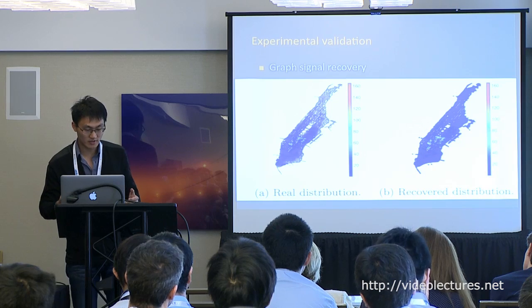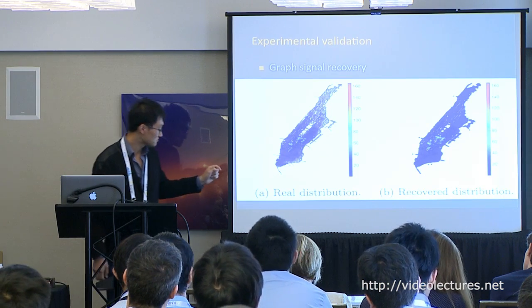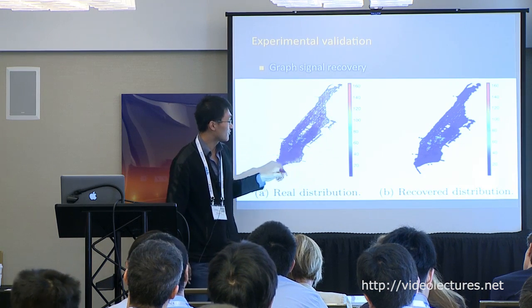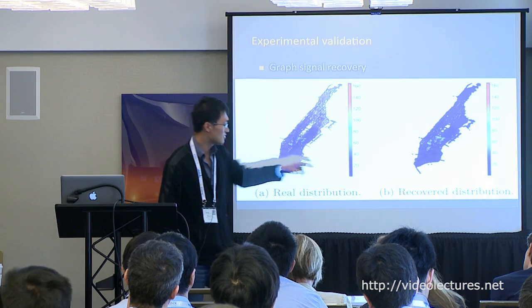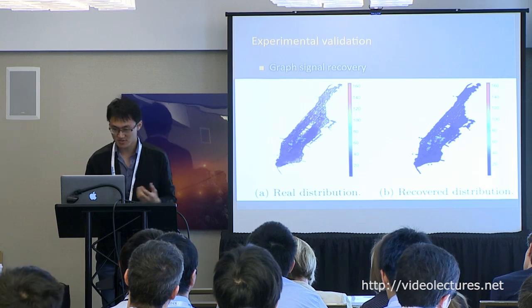And here's the recovery comparison. This is June 16th, and this is the real distribution here. The value bar shows the number of passing vehicles. And this is the recovered distribution. When we visualize them, they are very, very similar.